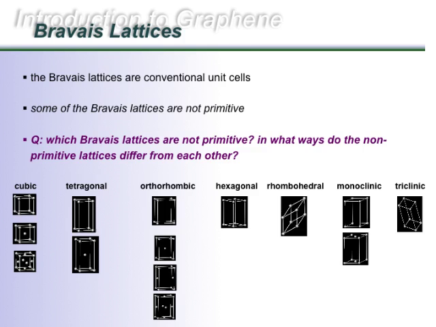The Bravais lattices are also conventional unit cells. However, some of them are not primitive. Question: which Bravais lattices are not primitive? In what ways do the non-primitive lattices differ from each other?